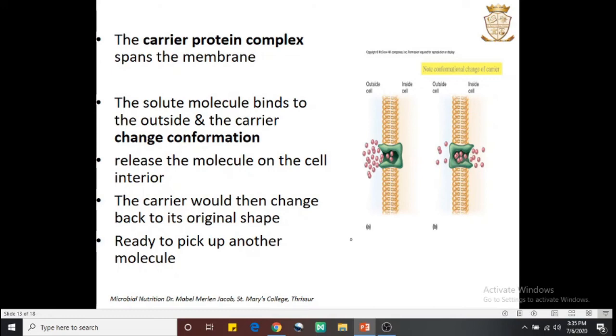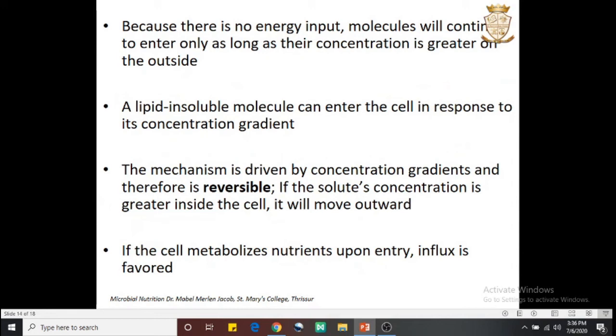So the carrier protein complex is seen in the cell membrane, and first in the initial conformation the solute binds to the carrier, then the carrier changes conformation and opens up towards the interior of the cell, and there it releases the nutrients. It again changes back to the conformation that opens up to the exterior of the cell. More solutes can bind to it. So this goes on in the facilitated diffusion process.